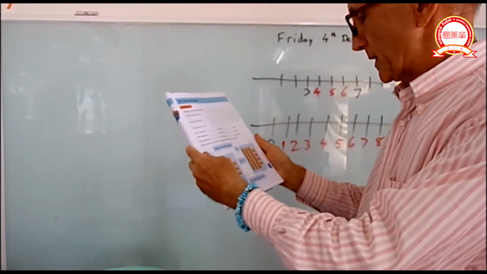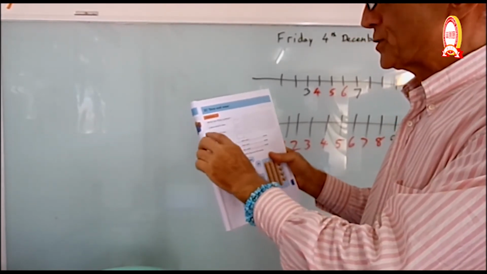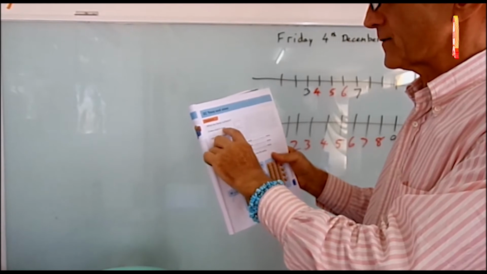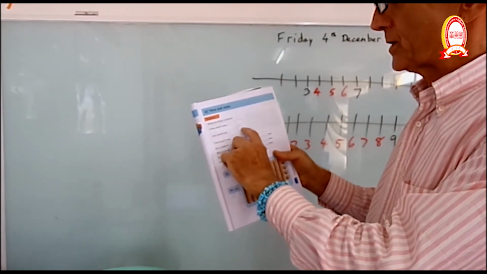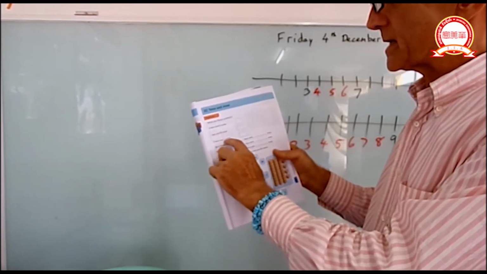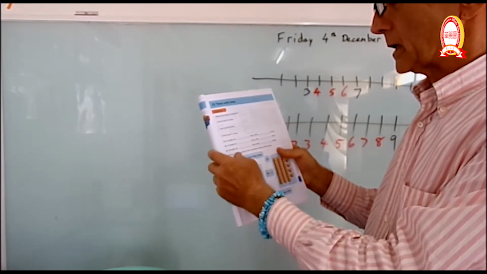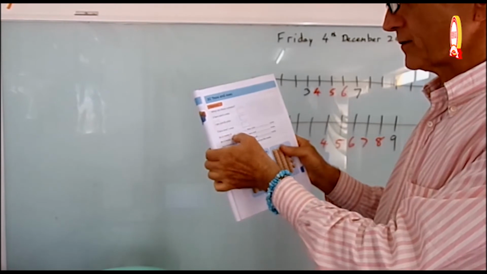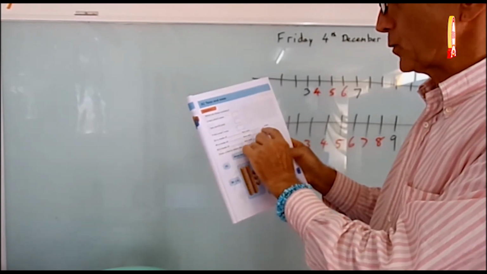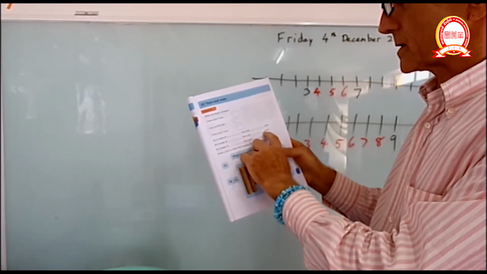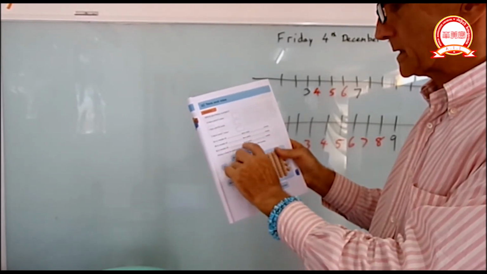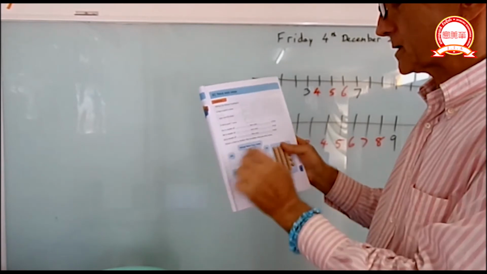Now, page 19. What number do you make with 2 10s and 5 1s? You write the number here. 1 10 and 8 1s, write the number here. 3 10s and 7 1s, write the number here. 24 is made of how many 10s and how many 1s? 18 is made of how many 10s and how many 1s? 8 is made of how many 10s and how many 1s? Write your answers there.